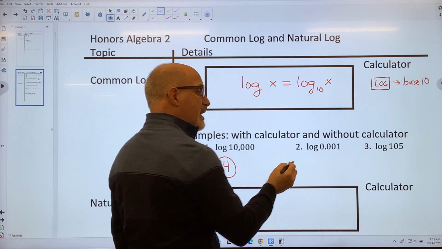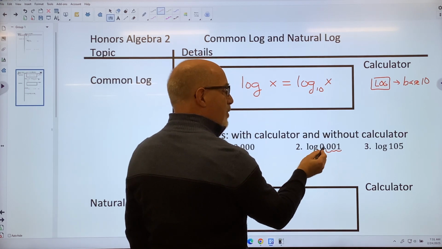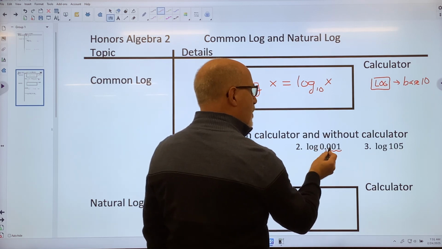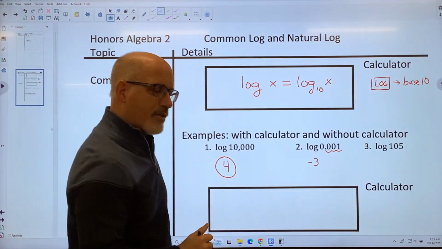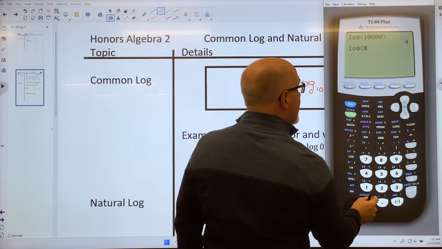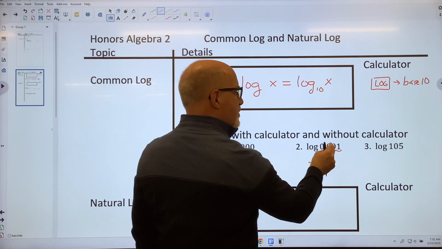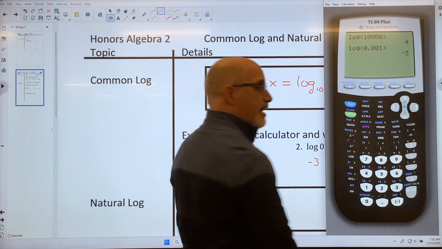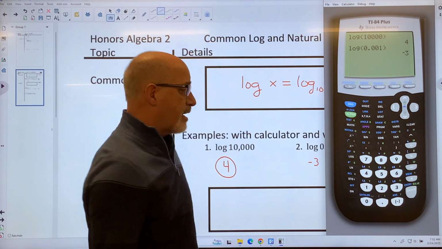All right, let's look at this one. Without a calculator, this would be counting backwards on the decimal point. How many times do you move it in the negative direction to get it past there? Well, you move it 1, 2, 3 times. So this answer without a calculator should be -3. Let's check it out on our calculator. Let's do log of 0.001. So we've got our 2 zeros and a 1. When we do that, we get an answer of -3. So the calculator key can do this log base 10 for us.